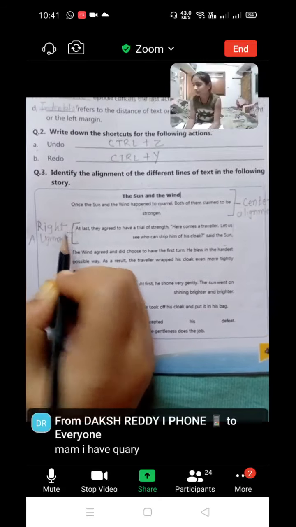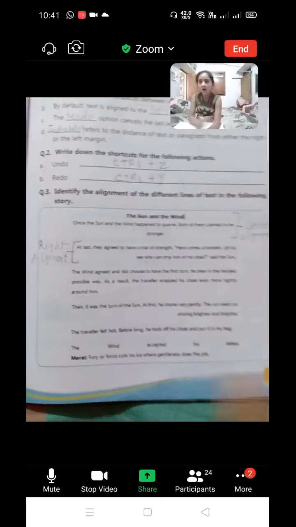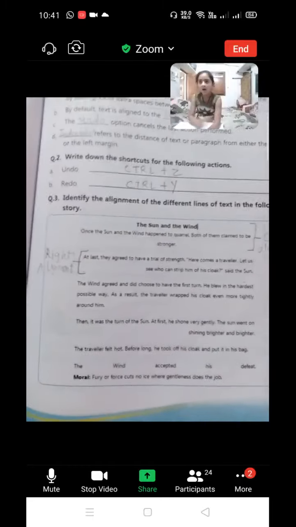Dakshu, if you have a query, you can ask me after, whenever we solve the whole exercise. Then I will solve your query. Don't worry.